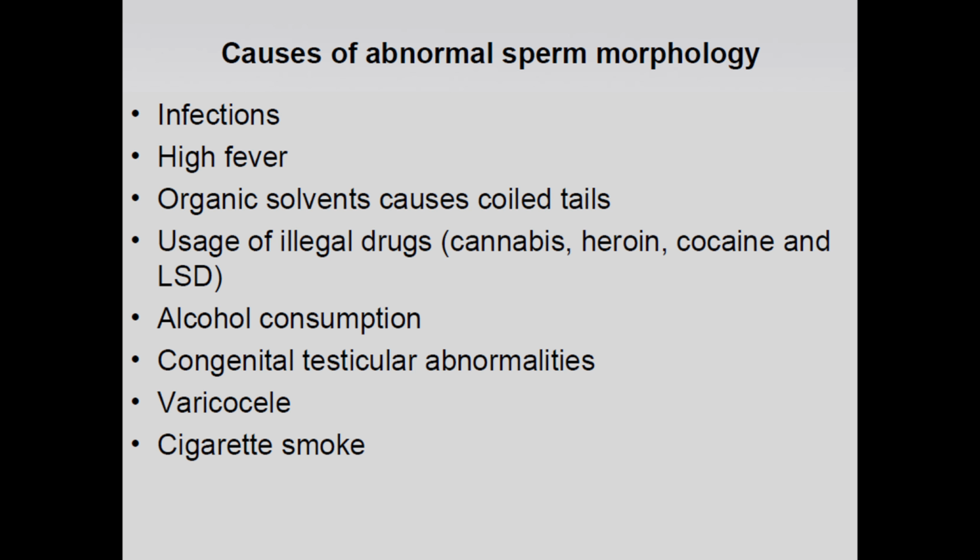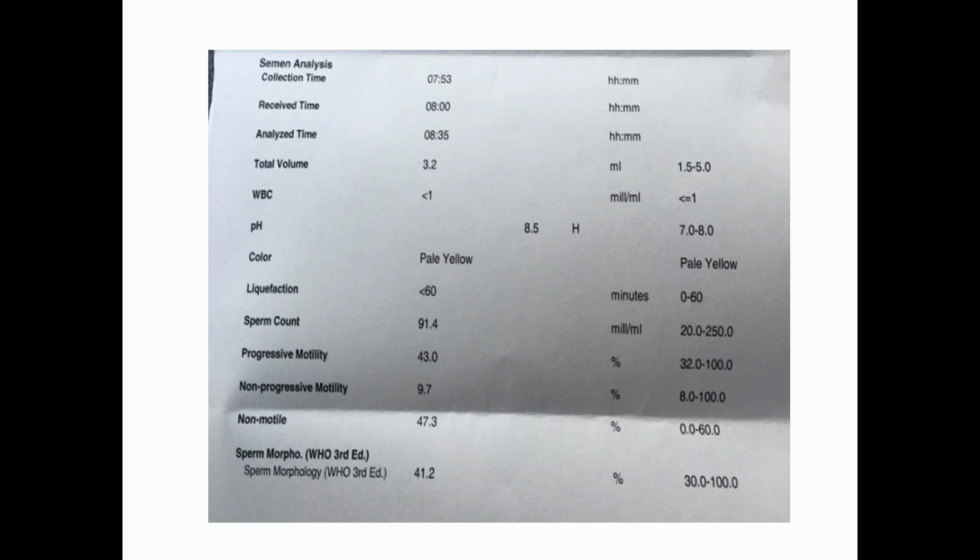So what are the causes of abnormal morphology? There is infection, high grade fever, and organic solvents cause coiling of the tail. Some patients do chemical work in a chemical factory, so there is a chance that the patient has abnormal sperm morphology. Then use of illegal drugs, alcohol consumption, congenital testicular abnormality, varicocele, which is a dilation of the pampiniform plexus of the testes, and finally cigarette smoking. These are the basic reasons we have to rule out one by one in the case of abnormal sperm morphology.